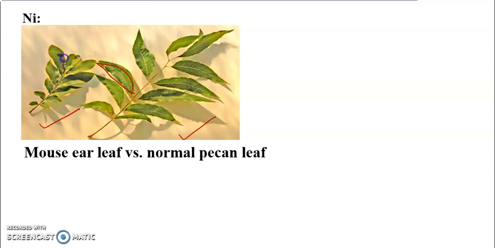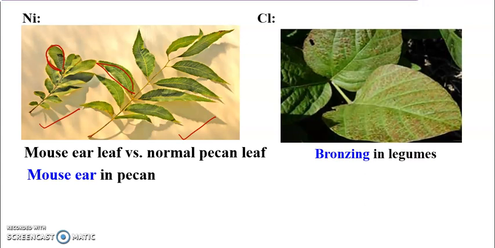Normally it is like this, whereas in the altered shape it has become a kind of oval shaped structure which is very similar to the ear of a mouse. That's why this is called the mouse ear leaf disease in pecan. Okay, and chlorine results in this bronzing in legumes. The leaves of the leguminous plants show a bronze-like appearance.